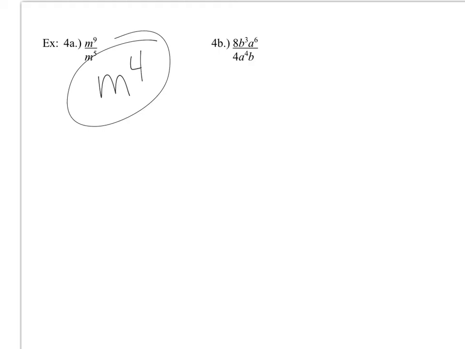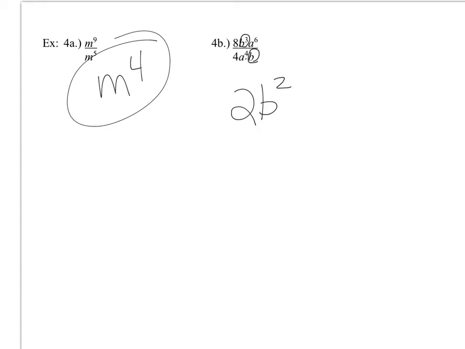All right, this next one. The coefficients, 8 over 4, we don't subtract those. They're the big numbers. They're the numbers that are just being regularly divided. 8 divided by 4 is 2. Okay, then look at the b's. We've got b to the 3rd over b. So 3 minus 1 is 2. So I've got b to the 2nd.